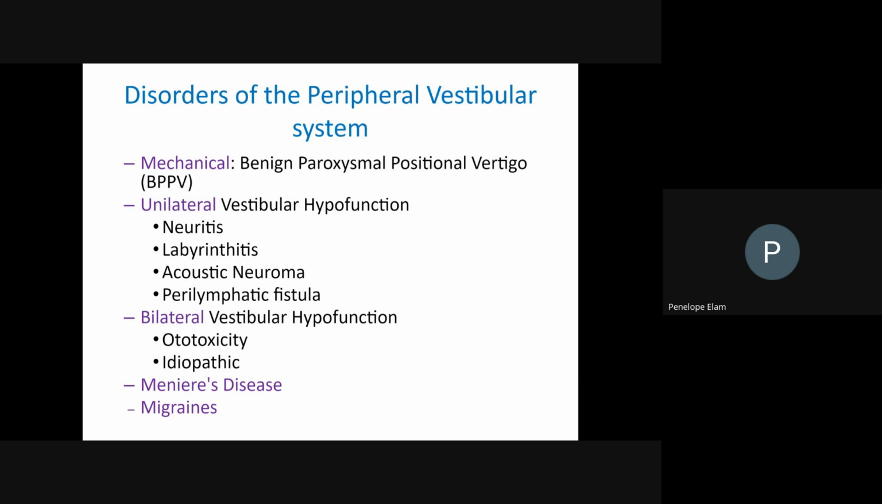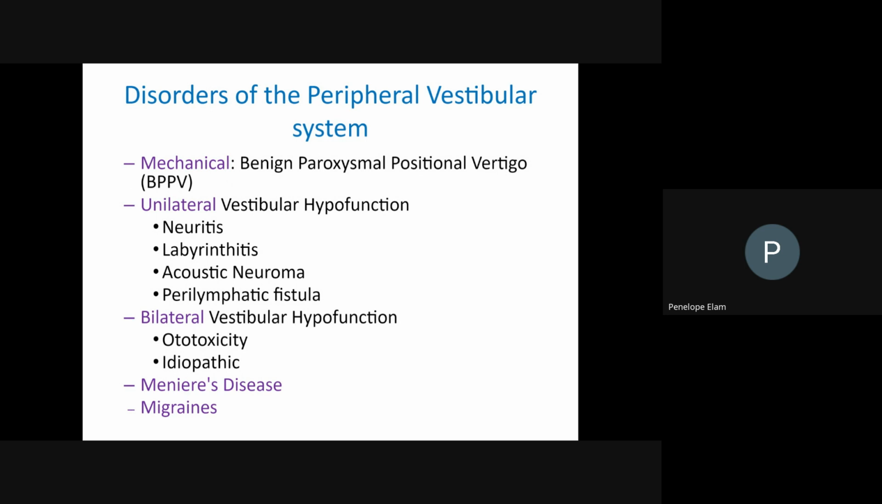All right, so when we talk about the peripheral vestibular system, we have a couple different types that we are going to kind of categorize them in. The first one would be mechanical disorder, which would be our BPPV. We've been spending our last few days in lab going over the BPPV, so we're not going to be spending any more time on that today, but just note that that is considered a peripheral vestibular system dysfunction.